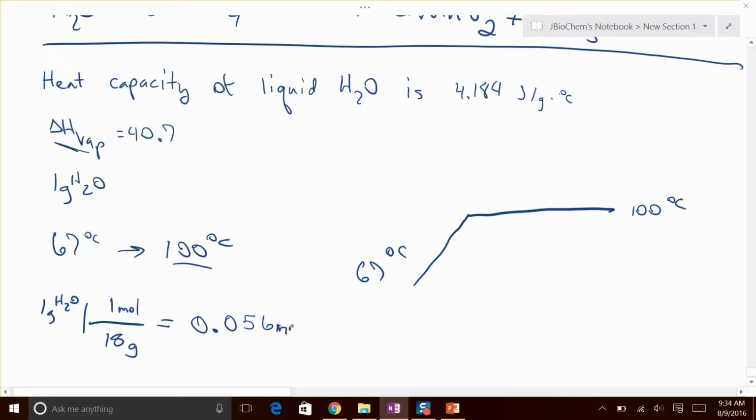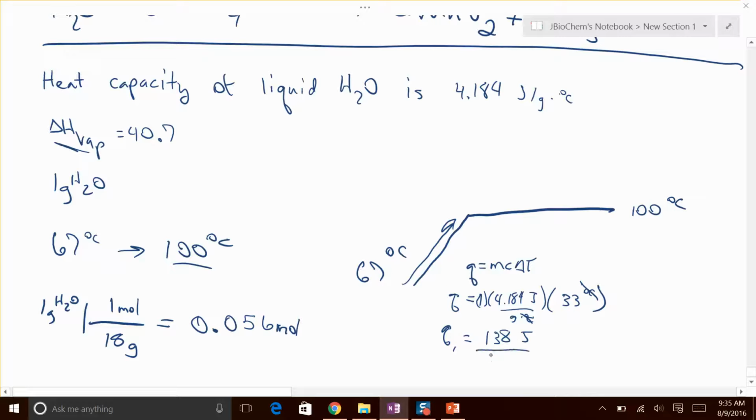0.0556 moles H2O. Okay, so I'm going to use that later, but here Q equals mc delta T. I'm going to say Q equals 1 for the mass of the water times 4.184 joules per gram degrees Celsius times the change in temperature, which is what? 100 minus 67, final minus initial, and we're going up. So it's a positive 33 degrees Celsius temperature change. So 4.184 times 33. Q1 equals 138 joules. The grams canceled here. So that's how many joules we got from the first process.